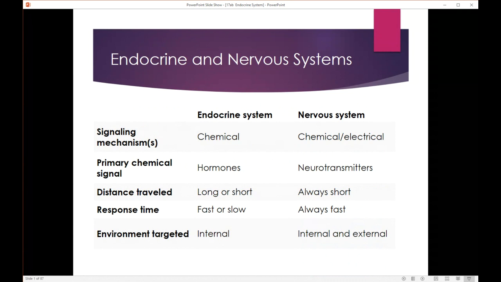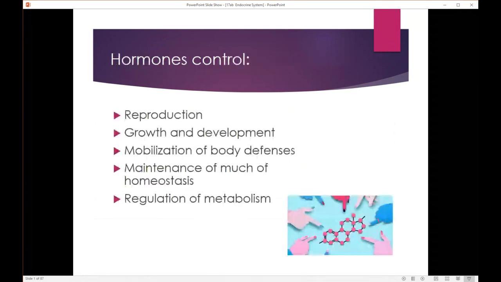So when we compare and contrast the endocrine system to the nervous system, you can see that both of them are actually using chemical messengers. The nervous system uses what we call neurotransmitters, and the endocrine system uses hormones. For the endocrine system, it can be a long or short distance, but the nervous system is always very short, right? We have to do it at a synapse. The response time for the endocrine system can be fast or slow, but in the case of the nervous system, it is always very fast. And then in the environment, we're always looking at the internal response as far as our endocrine system, whereas the nervous system can be internal or external.